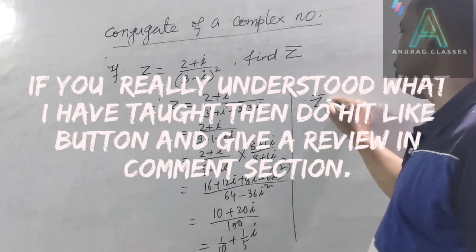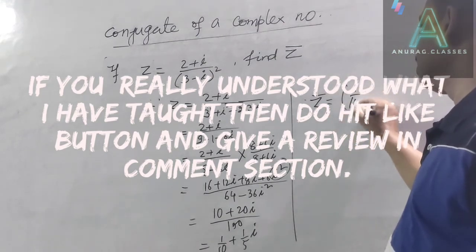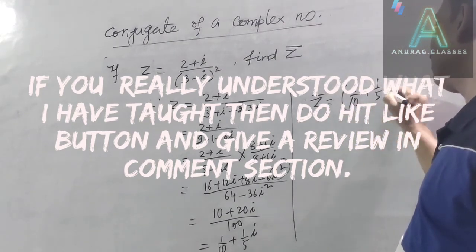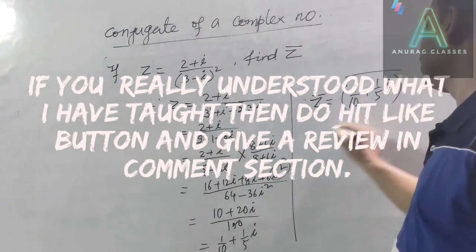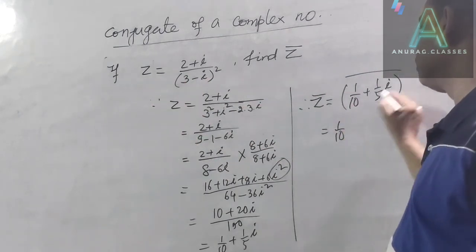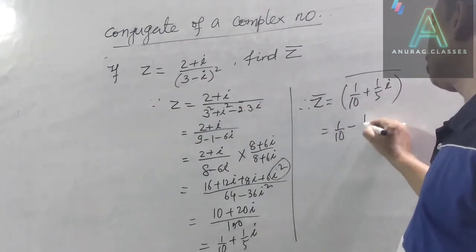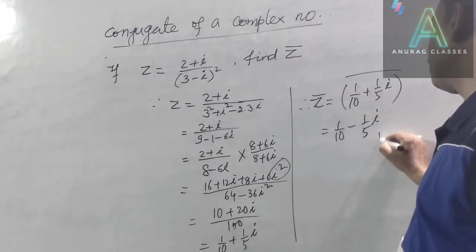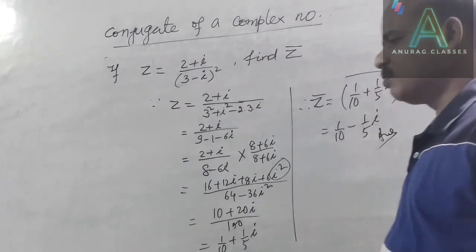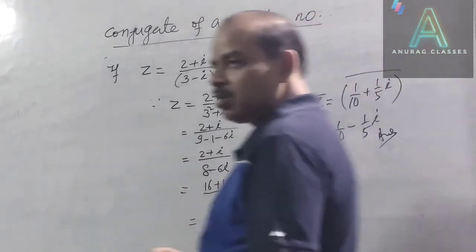Now conjugate of z is 1 by 10 plus 1 by 5 iota whole conjugate, and 1 by 10 on conjugate sign will be changed, minus 1 by 5 iota. This is the answer. So I think you have learned all.